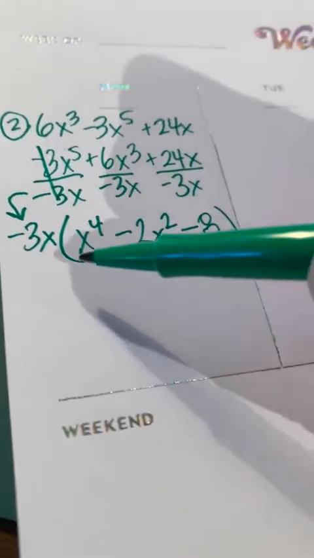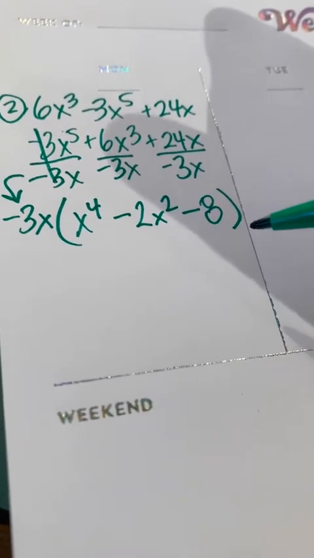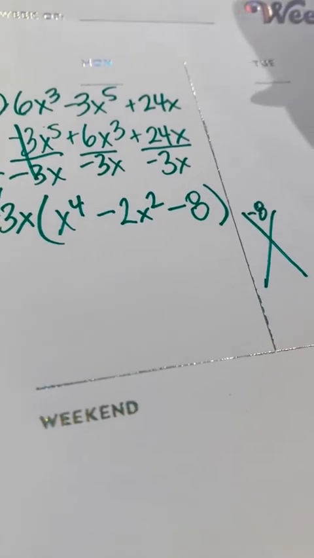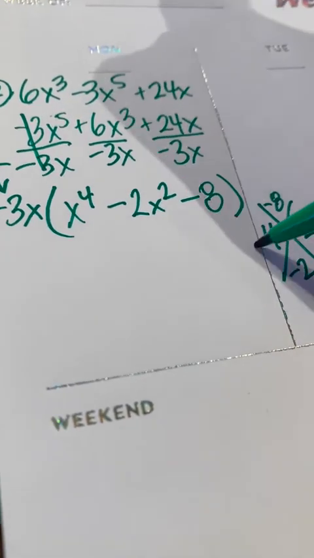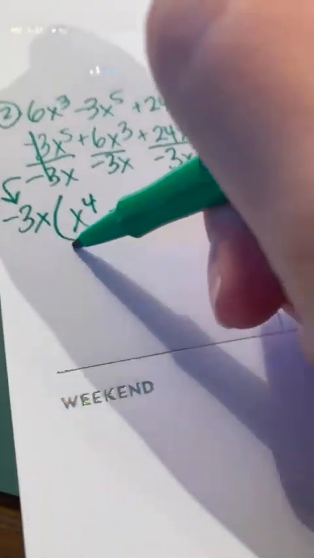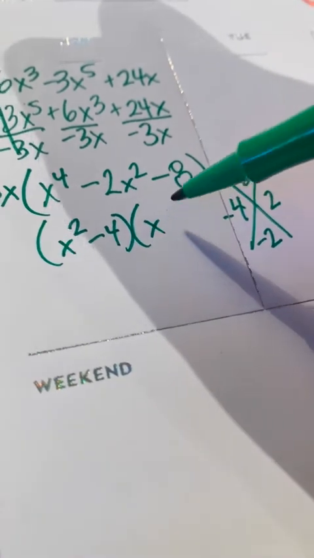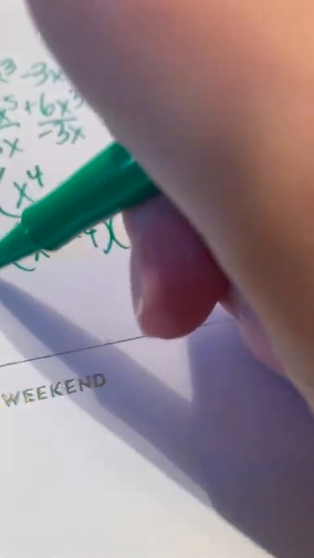So now I can see it's a trinomial, so I'm going to factor it. I need two numbers that multiply to get negative 8 and add to get negative 2. Do 4 and 2, negative 4. So I would have x squared minus 4 and x squared plus 2. And then I still have the negative 3x out here.